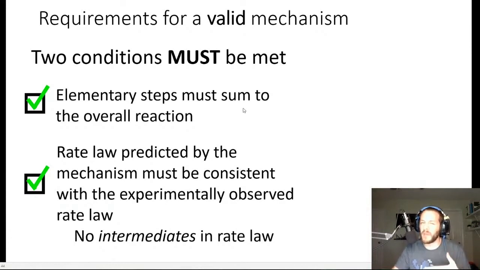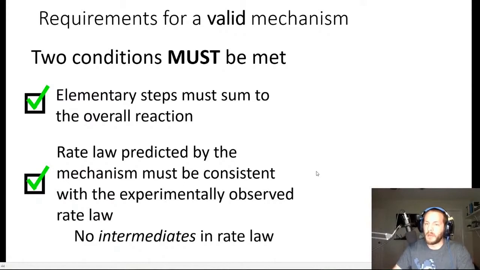Well, the first condition is something that we kind of went over previously, which is that the sum of the elementary steps must be equal to the overall chemical reaction, right? The equations for the individual steps of the reaction, when you add them together, must equate to the overall balanced chemical equation for the reaction. And the other condition that must be met in order for a reaction mechanism to be considered valid is that the rate law predicted by the mechanism must be consistent with the experimentally observed rate law. So that's kind of a big blurb of words, so allow me to explain.